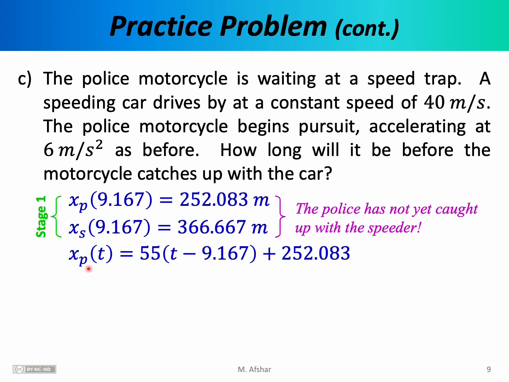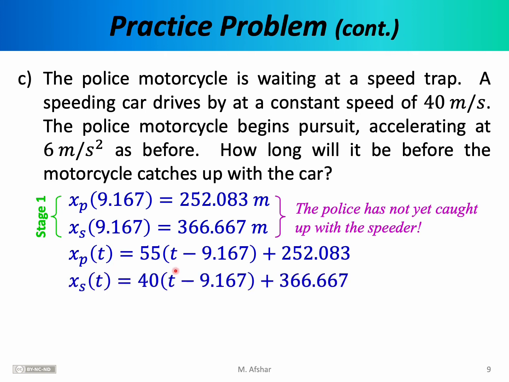What's the position of the police at time t in stage 2? Well, in stage 2, the acceleration is 0, so I'm going to leave that part out. Then I have velocity times time, but time is going to be t minus 9 seconds. Remember, we're subtracting the 9 seconds because now we're talking about stage 2 of the problem. We add the final position of stage 1 as the initial position of stage 2. So we're accounting for the stage 1 motion by adding 252 meters and subtracting 9 seconds from the time. Now this gives us the position of the police.